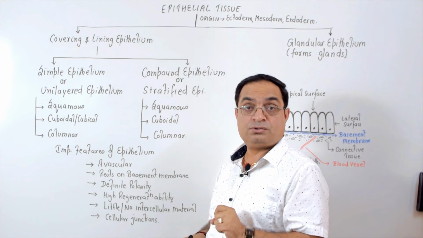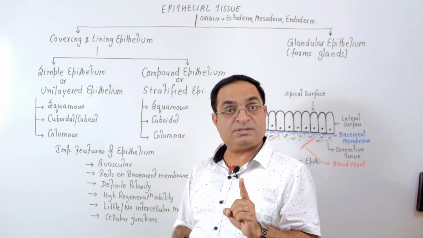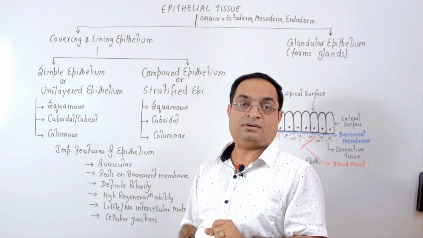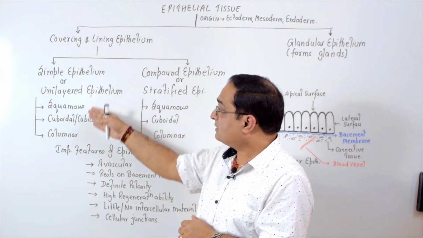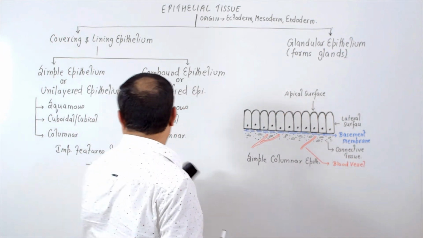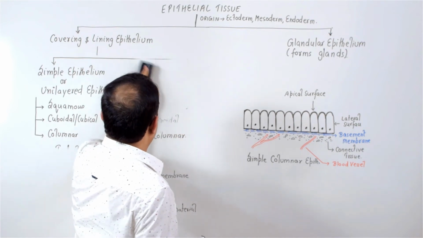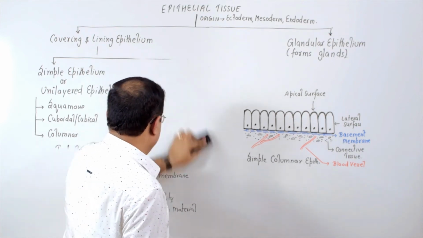One more thing, students, please remember, epithelial cells have rich nerve supply. Nerve supply is present. Blood supply is not there in the epithelial cells. Now, let's discuss the different types of epithelia, that is squamous, cuboidal and columnar. So, we'll draw the diagram for simple squamous epithelium.